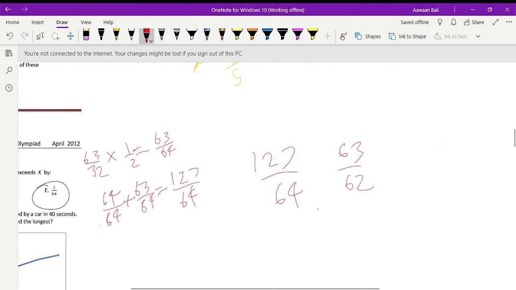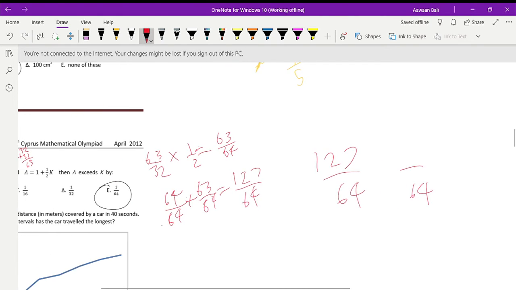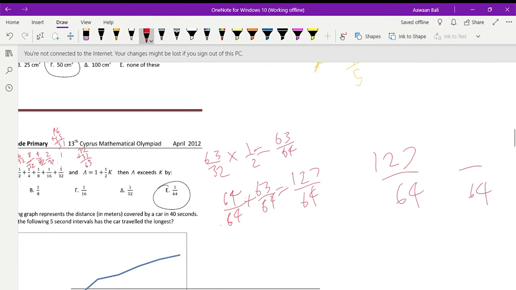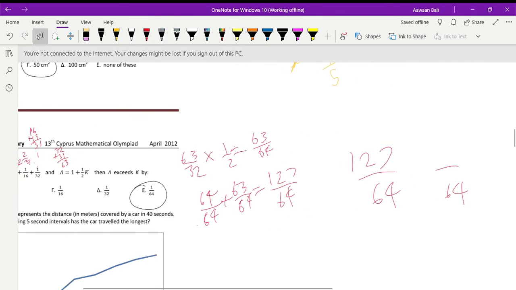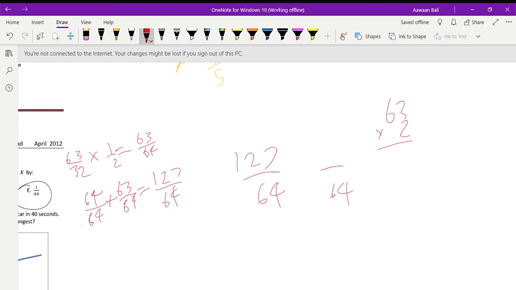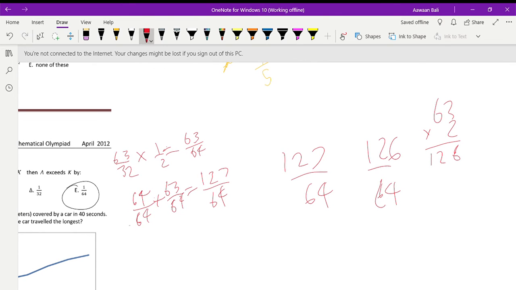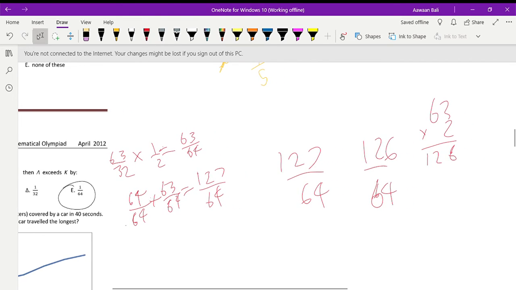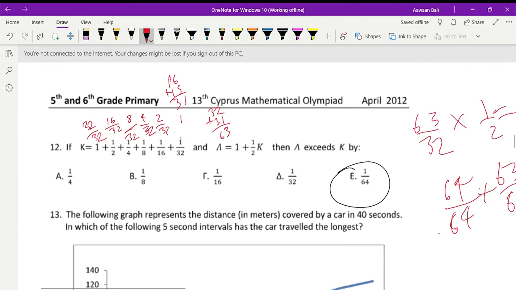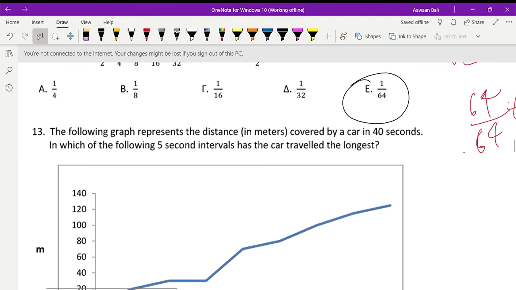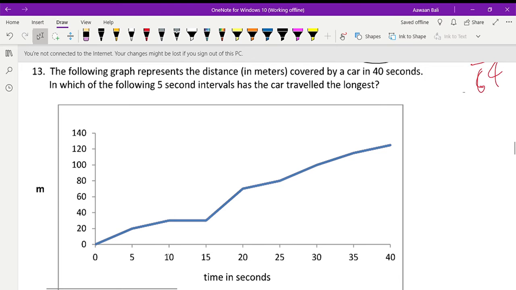So when you compare this with this, you would basically have to find the difference between them. So you would multiply this by 2. So 32 times 63 times 2 is 126. So 126 upon 64. If you notice that this one is bigger by 1 upon 64, then you would directly find your answer. L exceeds K by 1 upon 64, eta. So that's the answer.